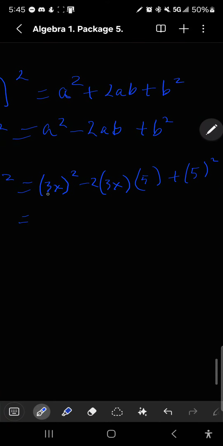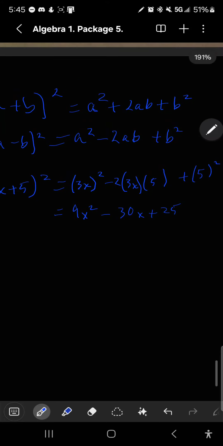So 3x squared, 3 times 3, 9, x times x, x squared, minus 2 times 3 is 6. 6 times 5 is 30, so 30x, we keep the x, plus 5 squared is 25. And that will be the answer.